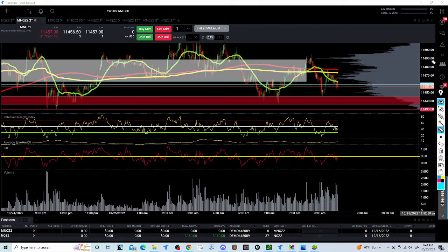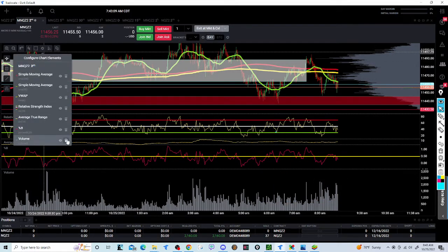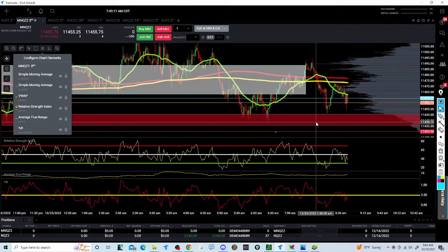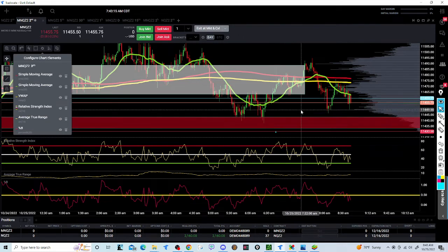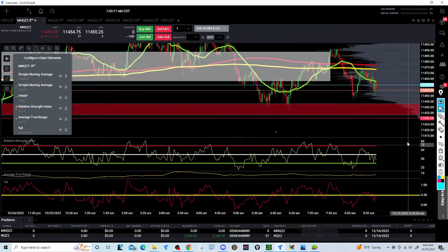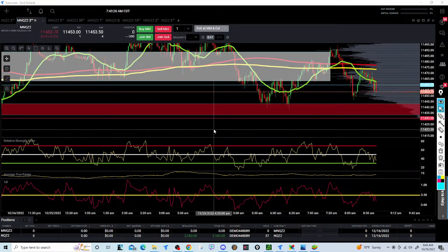Let me get rid of all this, and let me get rid of that volume. So that's how you would trade divergence. And if you only traded divergence, you would do very well on the day also.